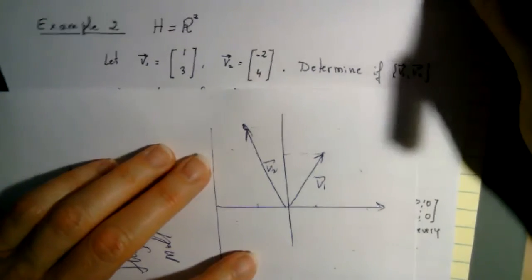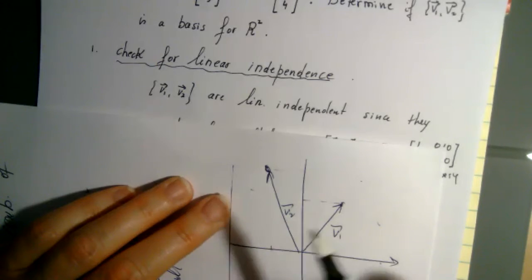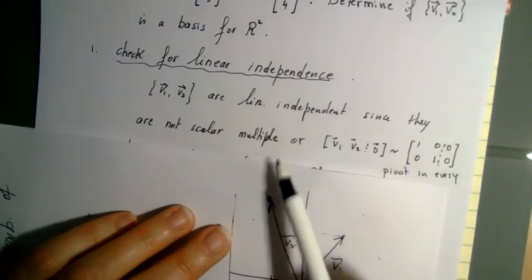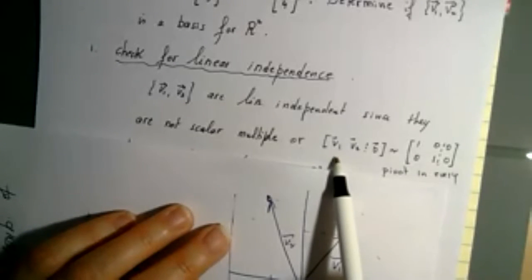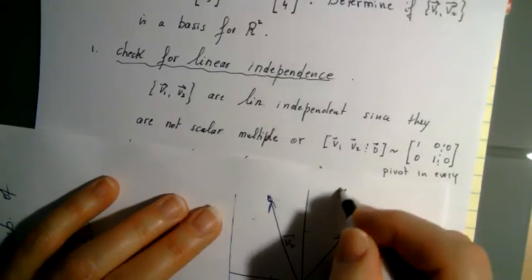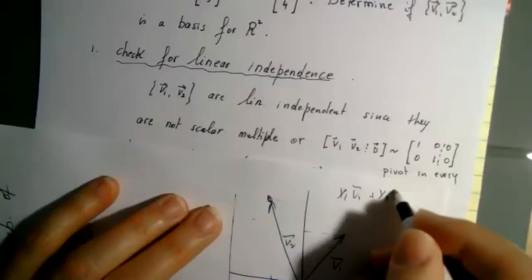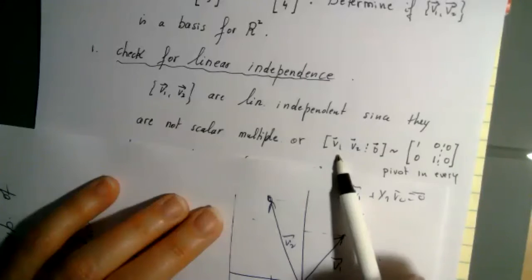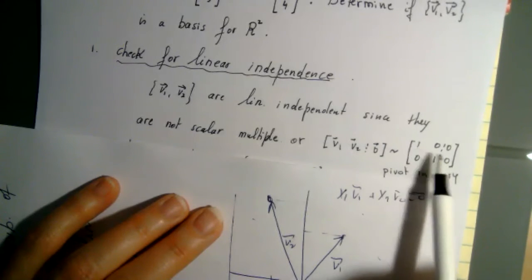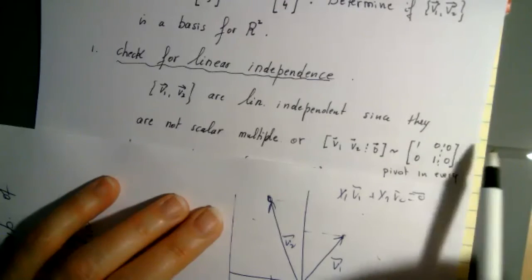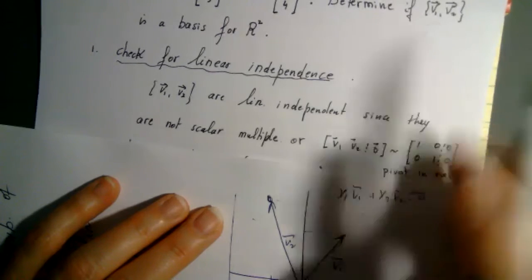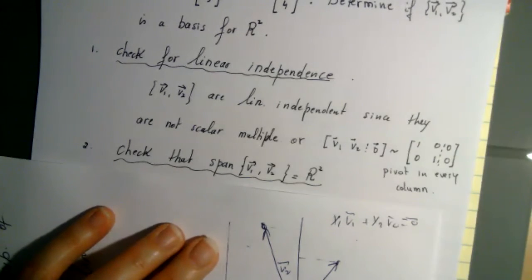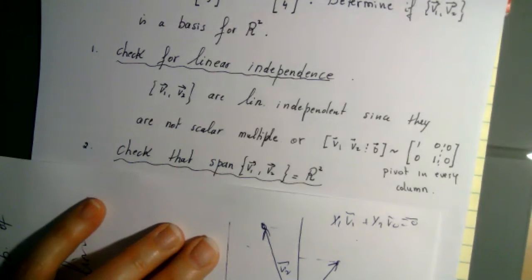All right, we have to check. First, check for linear independence. Are they linearly independent? That's the idea. We don't want too many of them. They are linearly independent because they are not scalar multiples of each other. Or if you check for linear independence, it means checking whether x1 v1 plus x2 v2 equals 0 has a nonzero solution. If you take this augmented matrix, you realize you have a pivot in every column. It means that they are linearly independent.